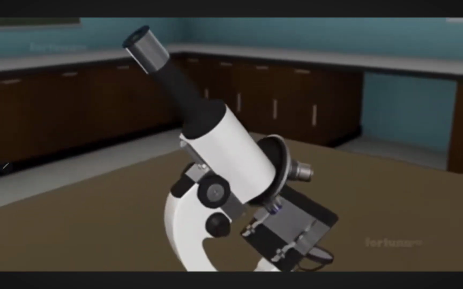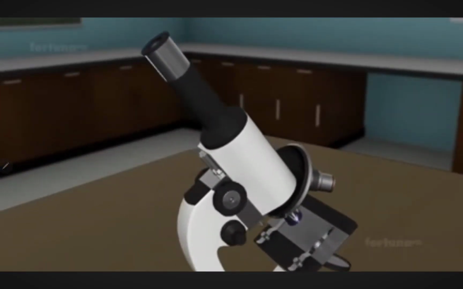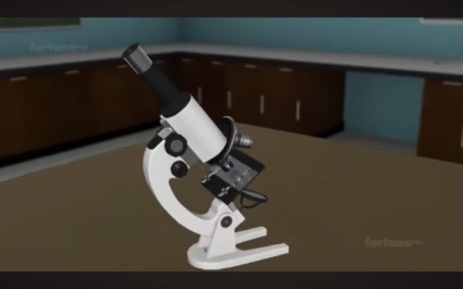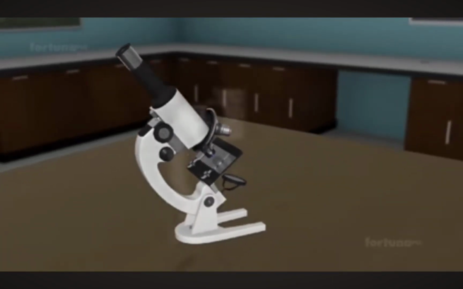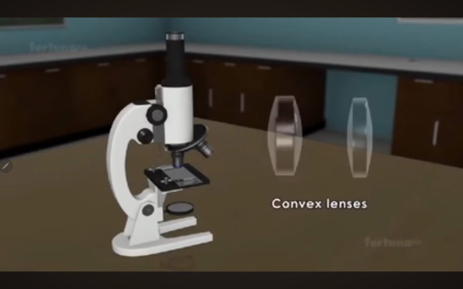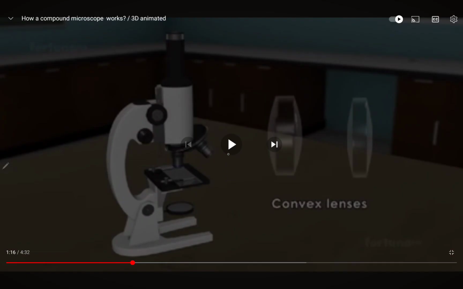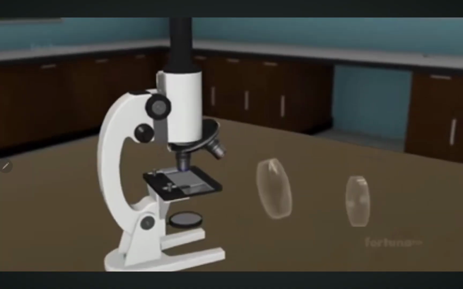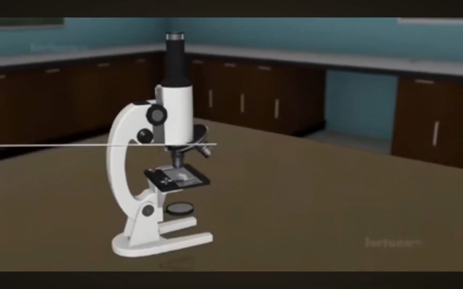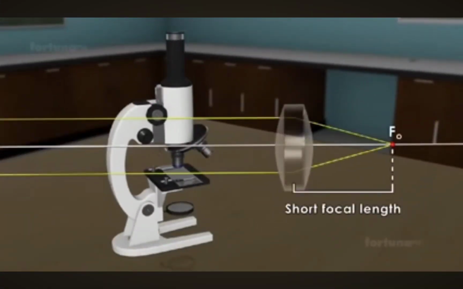The knobs for both coarse and fine adjustment allow the tubes to slide one into another, varying the distance between the two lenses. The lenses are convex with different focal lengths. These are convex lenses. The lens closer to the object is the objective and has a short focal length, FO, usually below 1 centimeter.